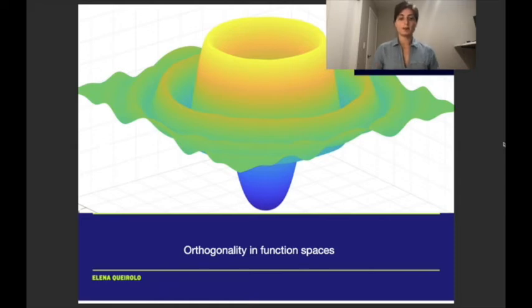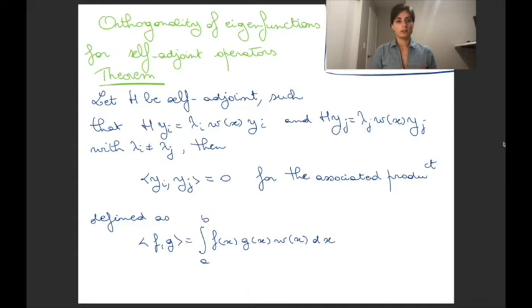So we have talked about orthogonality in function spaces. Let's look a little bit more in depth about how this comes to be. If H is a self-adjoint operator, and we have two different eigenvalues associated with two different eigenfunctions, then the inner product between the two eigenfunctions is equal to 0, where the inner product is defined based on the Sturm-Liouville problem.